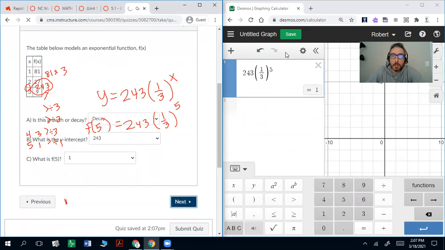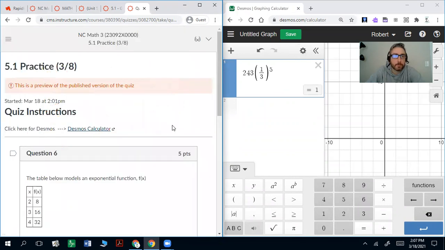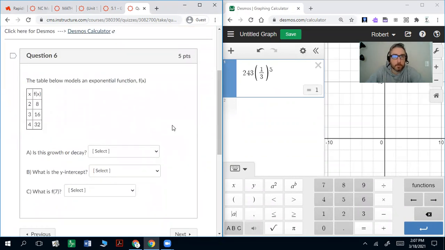All right, let's look at question 6. This one is going up, so it's going to be growth. It's being multiplied by 2. 8 times 2 is 16. 16 times 2 is 32. So I know that the base is going to be 2.